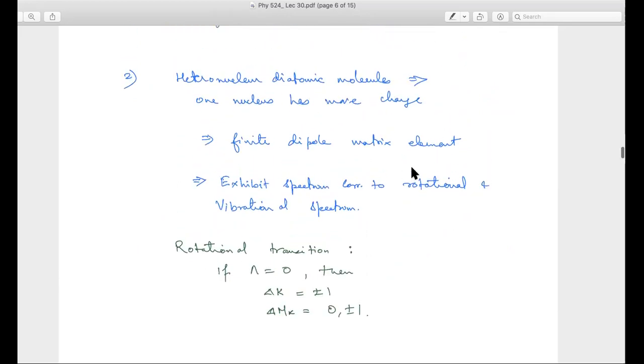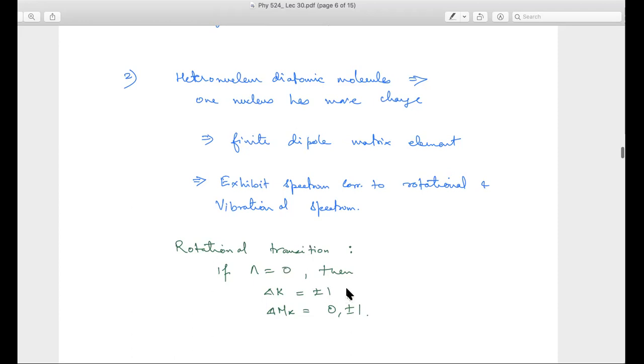Suppose you have this; then you can start asking what the selection rule is. The first selection rule you can think of is that light carries momentum of unit 1, ħ. So any transition that I do has to be accompanied in the atom or in the molecule by an angular momentum change of the same quantity, plus or minus 1. If the electronic L_z quantum number lambda is 0, then that implies delta K has to be plus or minus 1. And delta K equal to plus or minus 1 implies that delta M_K can be either 0 or plus or minus 1.